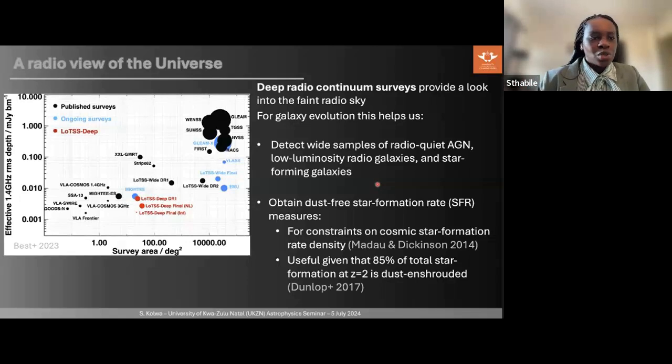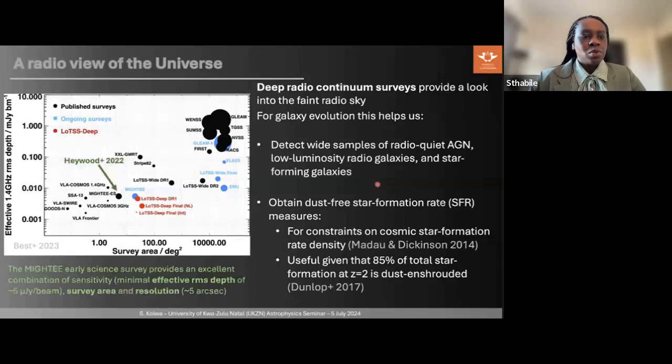So here I've shown you a diagram where we've got published, ongoing, and also LOFAR surveys that are highlighted on the plane of effective depth or sensitivity as a function of survey area. And as we know, there's a significant trade-off between survey area and RMS. So the wider the survey, unfortunately, the shallower, but that means that you'd have a wide sample of sources in order to carry out statistical studies that will yield significant results. But over smaller areas, we are able to probe very deeply.